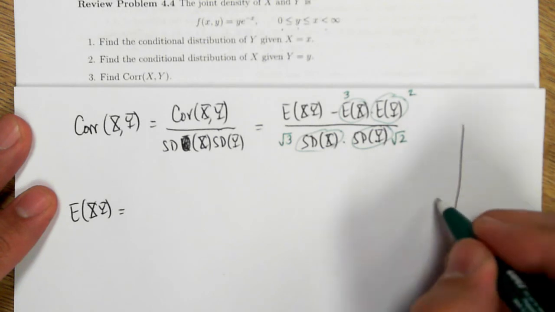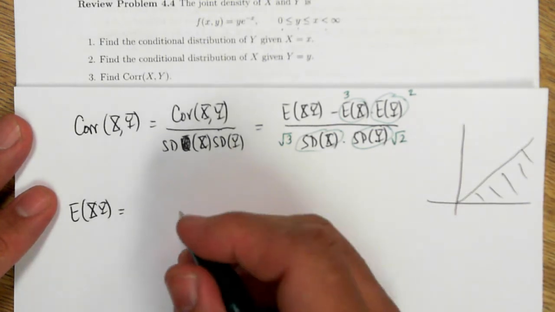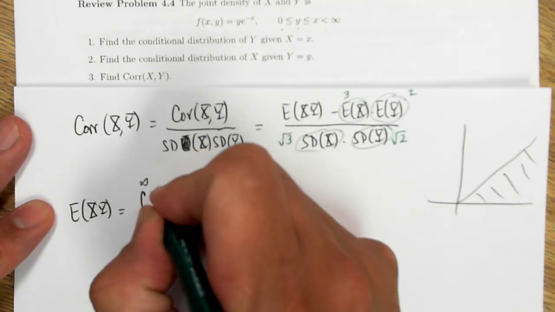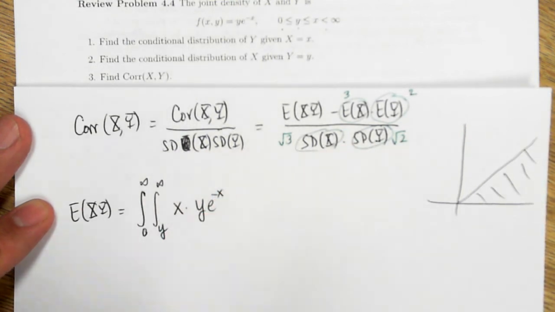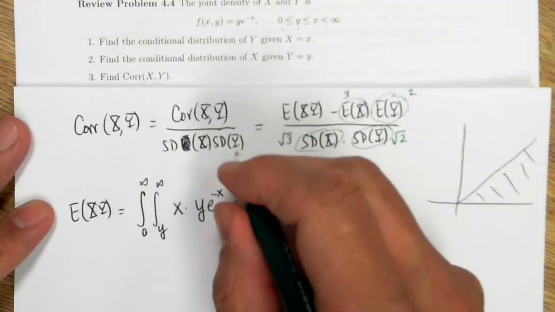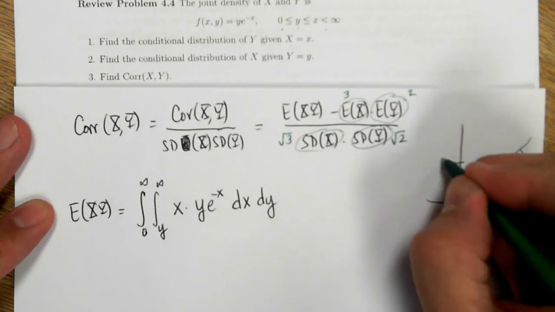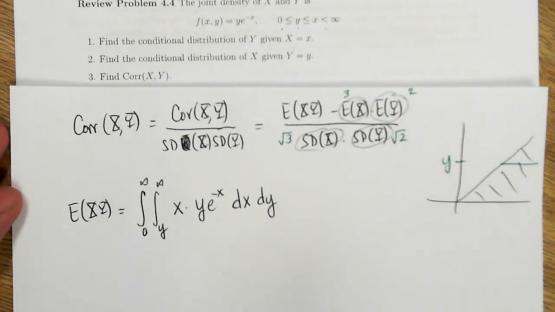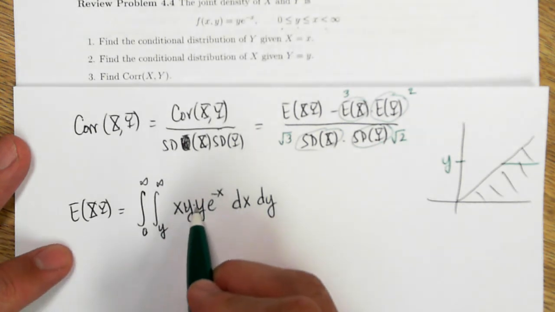And once again, let me draw the picture. I'm integrating over this part of the plane. And so this will be the integral from 0 to infinity, integral from y to infinity of x times y times the joint PDF, y times e to the minus x, dx dy. So here's my value of y, and I integrate with respect to x. So the expected value of x times y times the PDF.